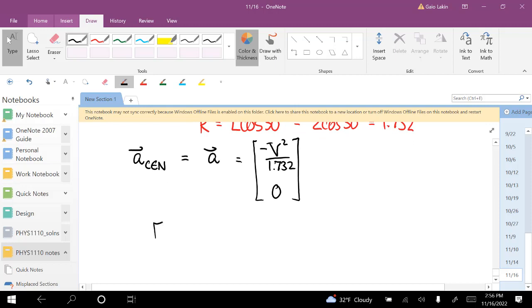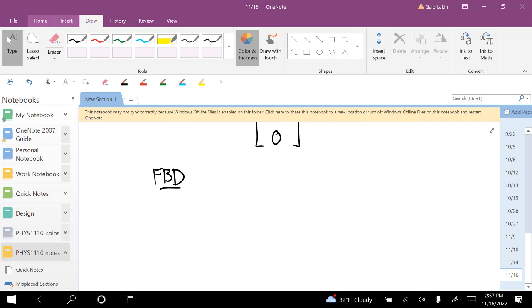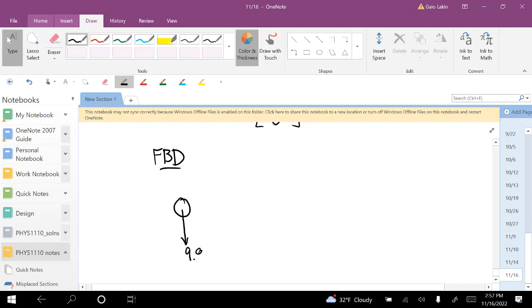So the free body diagram: there's the ball. The weight is acting down. That's 1 times 9.81, so just 9.81 newtons. And the only other force acting on the body is from that cable. So that pulling force has to be parallel to the cable, away from the chosen body.